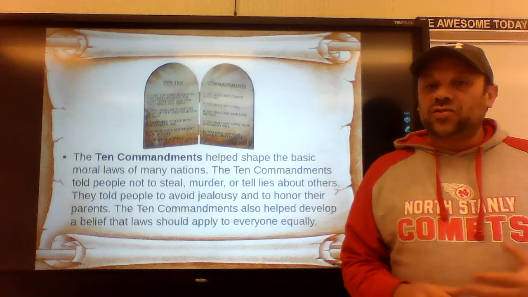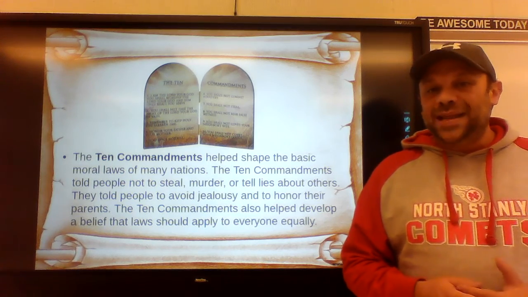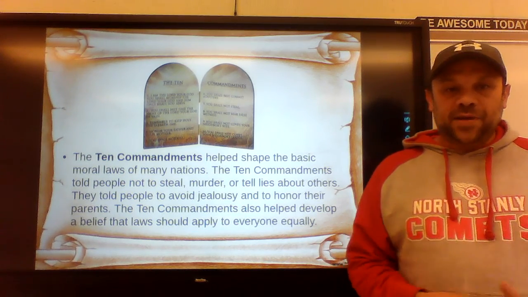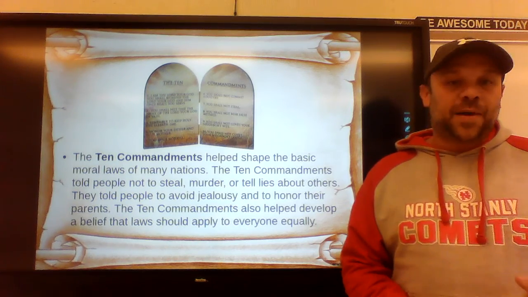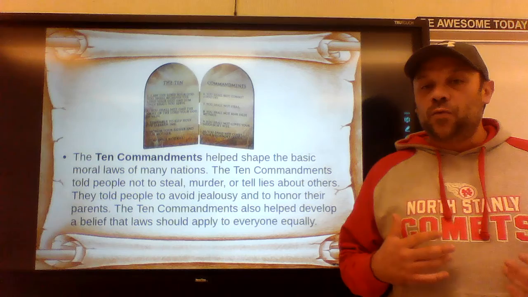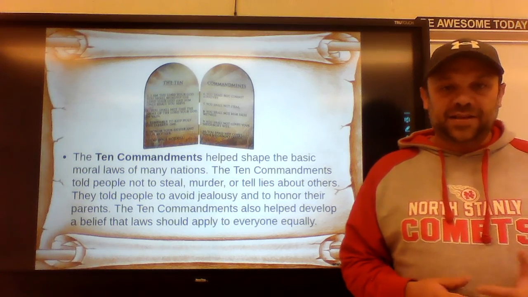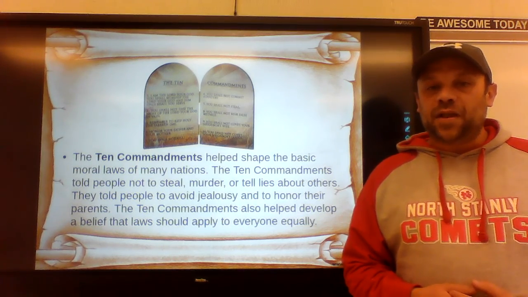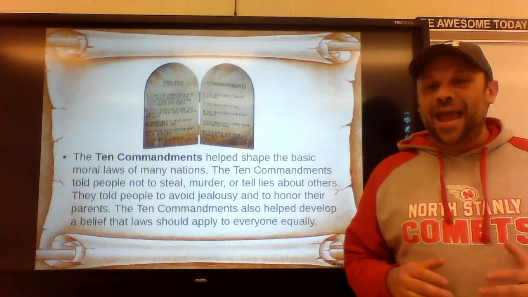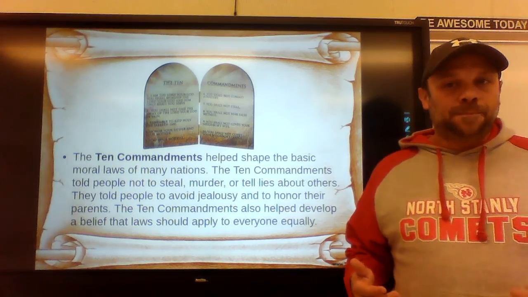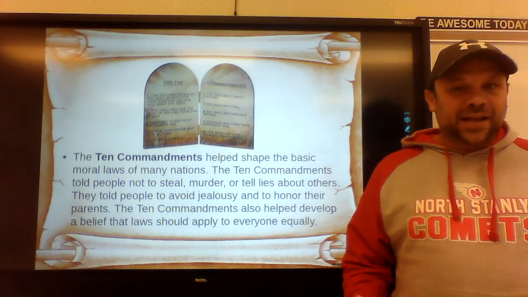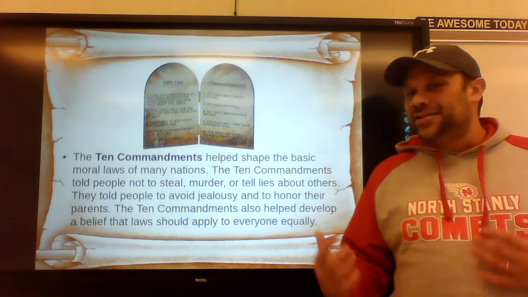The Ten Commandments also help shape the basic moral law of many nations. These commandments told people not to steal, not to murder, don't tell lies about other people. They told people to avoid jealousy and to honor their parents. The Ten Commandments also help develop a belief that laws should apply to everyone equally. No one is exempt from the law. The law applied to the kings just as well as they applied to the commoners.